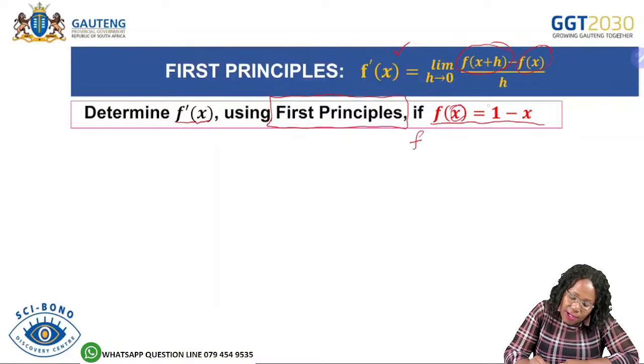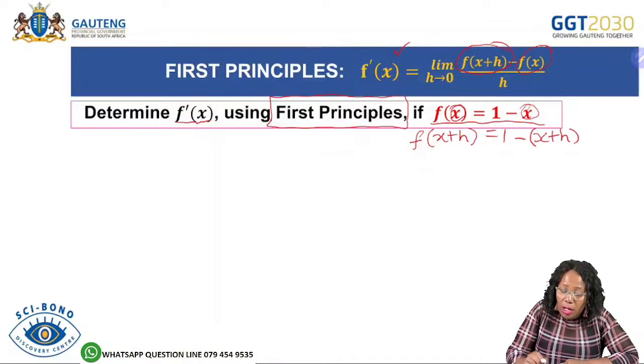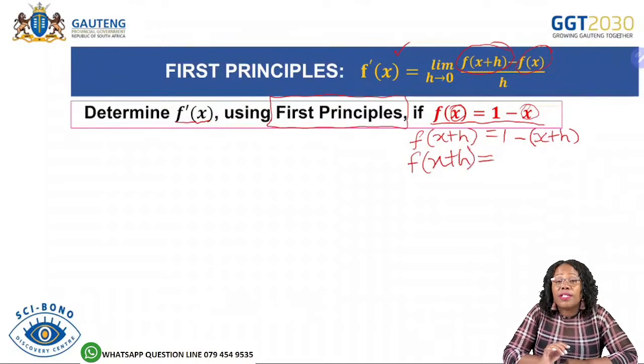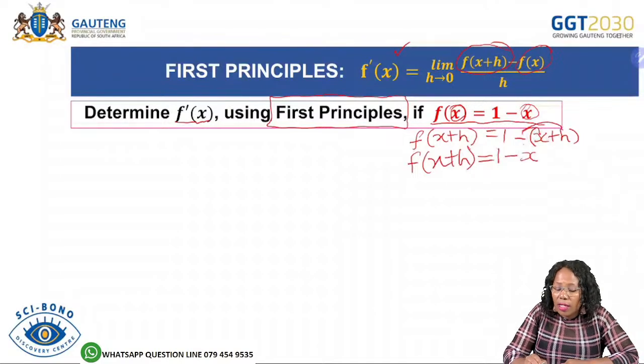Wherever you are having an x, we are going to substitute with x plus h. f at x plus h equals 1 minus, because we are having two terms, we put a bracket there, then we substitute x plus h. Now we simplify the right hand side: we have f at x plus h equals 1, then we bring in minus 1 into the bracket. Negative 1 times x is negative x, negative 1 times h is negative h.